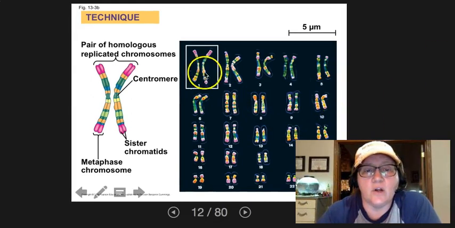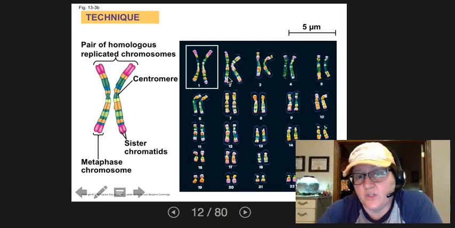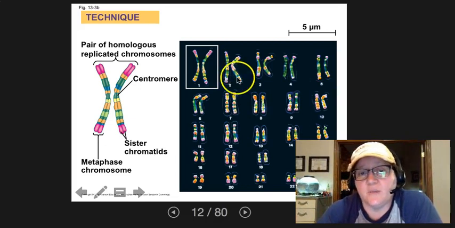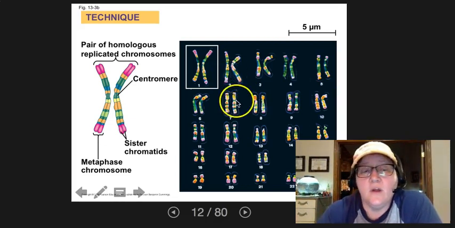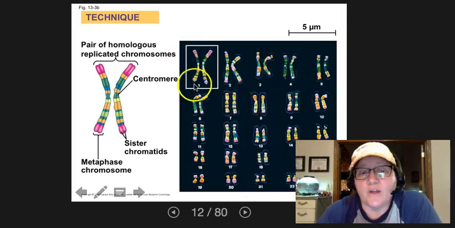Homologs are one from mom, one from dad. And they don't always line up mom, dad, mom, dad. We don't know at this point, just looking at it, whose is whose. This could be dad, this could be mom, or vice versa. What we do know about a karyotype is they're arranged by size. Longest pair of chromosomes is first, and then as they get successively smaller, we put them in.